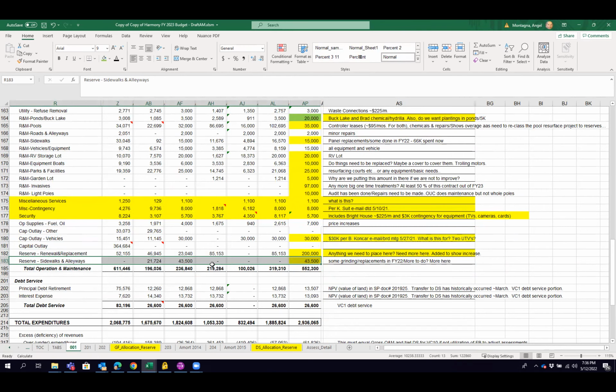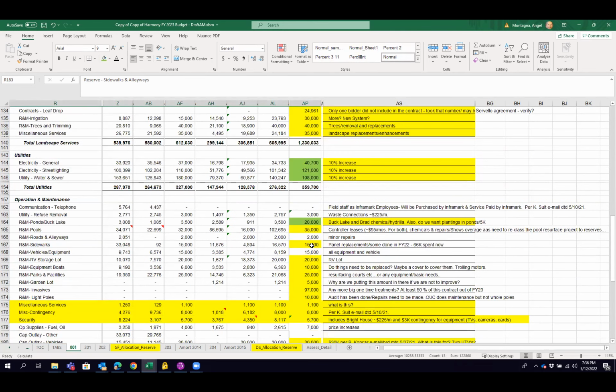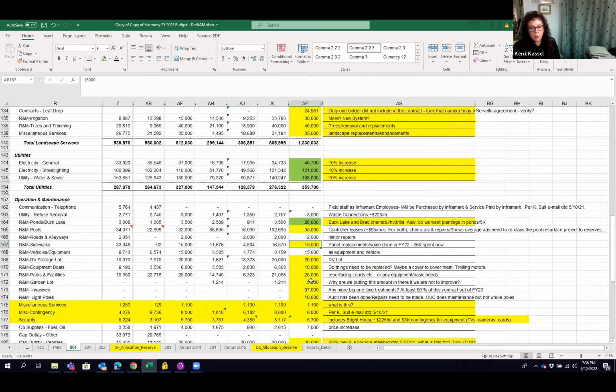In your reserve sidewalk and alleyways, that's where it'll be coded when the final bill does come in. All right. Now, I have a question about this. We do have the word reserves below, but we're including this in the operations and maintenance budget. Correct. The sidewalk replacement should be coming out of reserves and not the operations and maintenance budget.